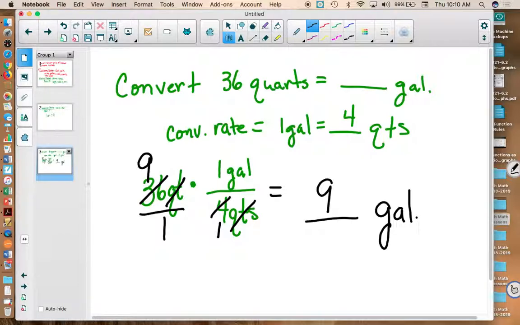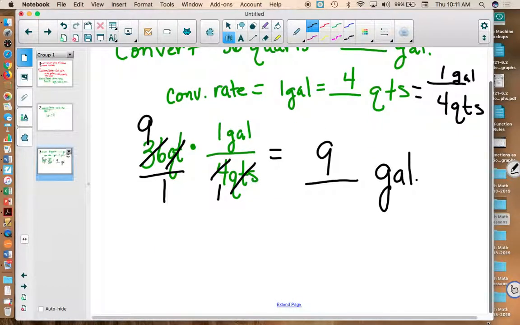Using the conversion rate, go back to here, 1 gallon, 4 quarts. Using that rate, okay? 1 gallon per 4 quarts. Is that a unit rate? No. It's not, okay? 1 gallon per 4 quarts. Let's try another one. Do you have a question, Jaslyn? Yes.